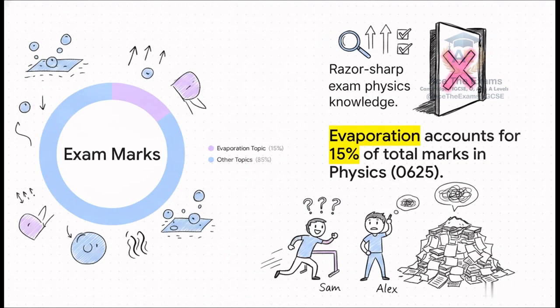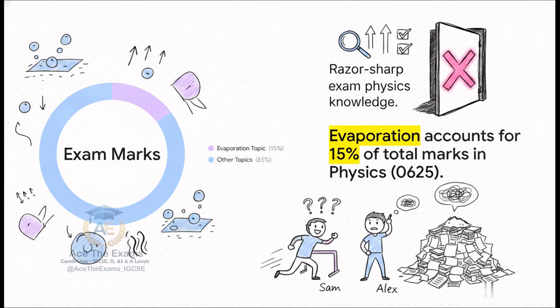What is absolutely fascinating to me is the sheer weight of the topic we are dealing with today. You might look at the topic of evaporation and think, oh, it's just a minor foundational concept, maybe worth a couple of points. But the reality is that the core principles of evaporation, cooling, and the related thermal physics phenomena can account for up to 15% of the total marks in your examination. 15%! To put that into perspective, this fundamental topic alone represents the difference between two entire grade boundaries. This is exactly what we call the 15% trap.